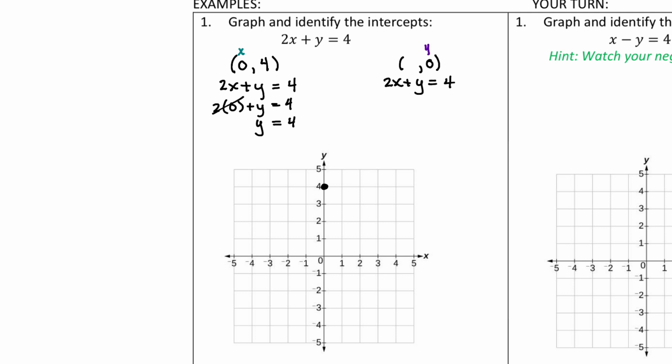This one, the y is given as 0, so it's going to go in for the y. 2x add 0 equals 4. So you get just 2x equals 4, divide by 2, and I get x is 2. So that point is 2, 0. Put the dot on the graph and connect them. Do your best at drawing a straight line.